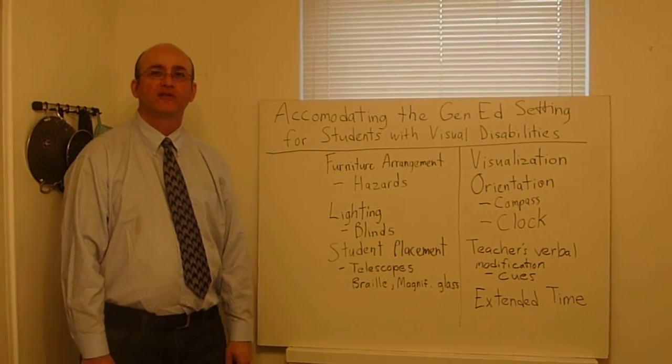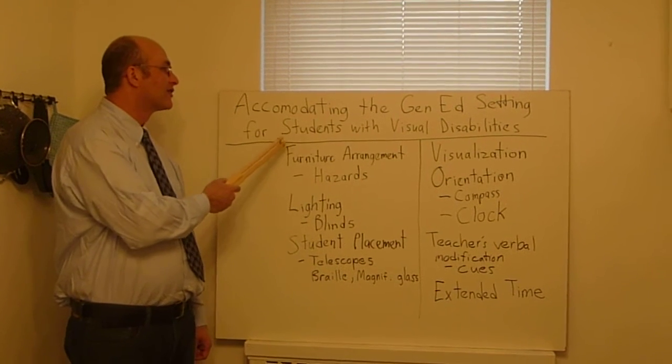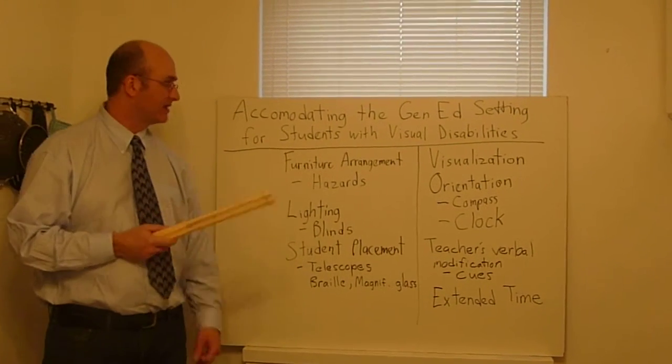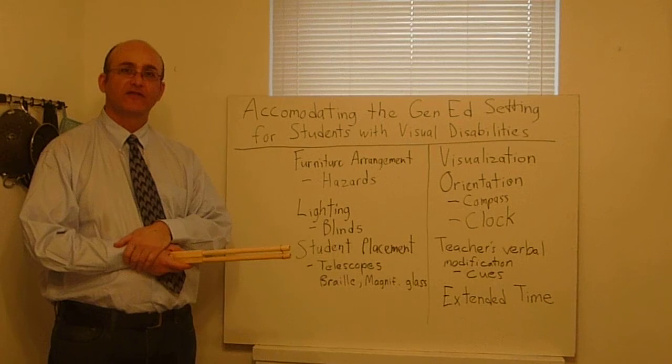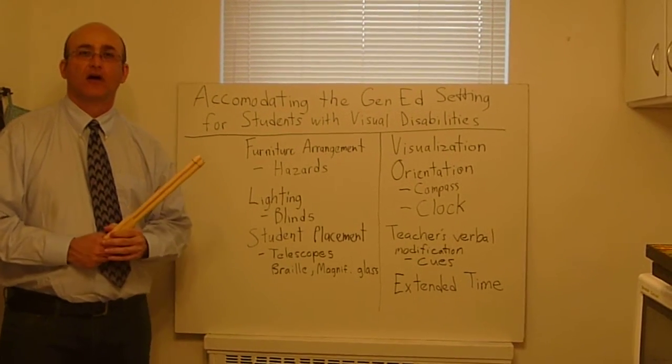Hi, I'm Andrew Brooks, and this morning I'd like to talk about accommodating the gen ed setting for students with visual disabilities. Now, the first thing we have to consider is furniture arrangement, the hazards.